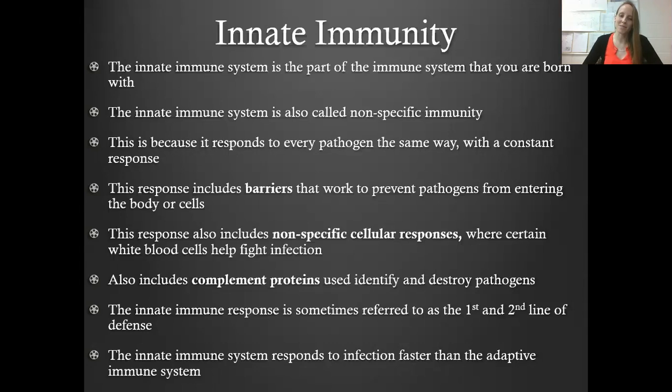The innate immune system is sometimes referred to as the first and second line of defense. The first line of defense is the barriers that try to stop the infection from getting in the first place. And then the second line of defense, because if a pathogen does get into your body, the innate immune system is the first thing to respond to it, and those white blood cells and complement proteins are the first thing to start really fighting that pathogen. The innate immune system does respond faster to infection than the adaptive immune system. So that's why, again, it's the second line of defense. It comes in before the adaptive immune system, which would then be the last line of defense.